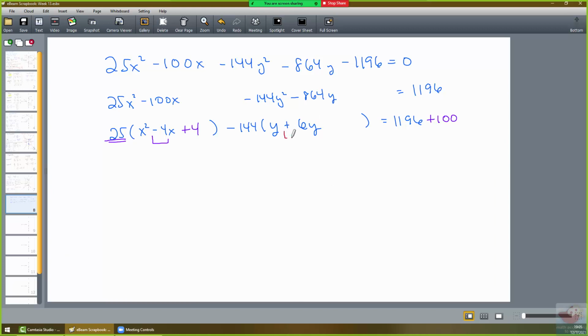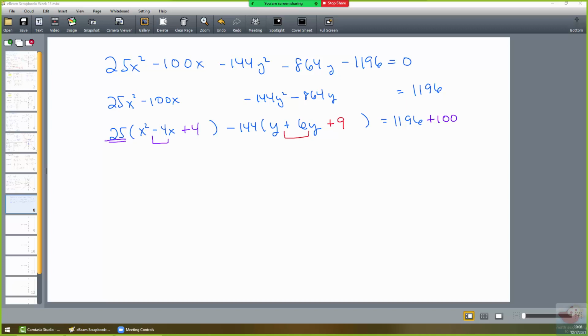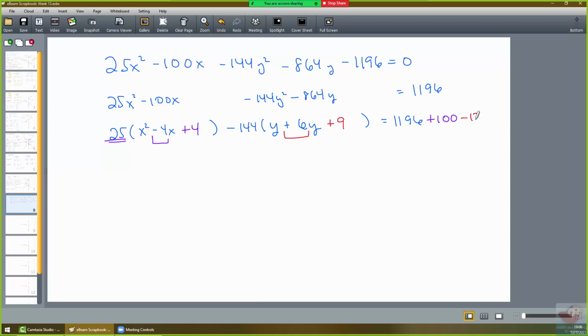Likewise for the y's, the linear coefficient is 6. Half of 6 is 3, squared is 9. So to complete that square, we would put 9 inside. -144 times 9, I don't know. I have no idea. Yeah, I totally botched this, everyone. This should end with a different number over here. But let's just play along and pretend I know what I'm talking about. -144 times 9 is -1296.